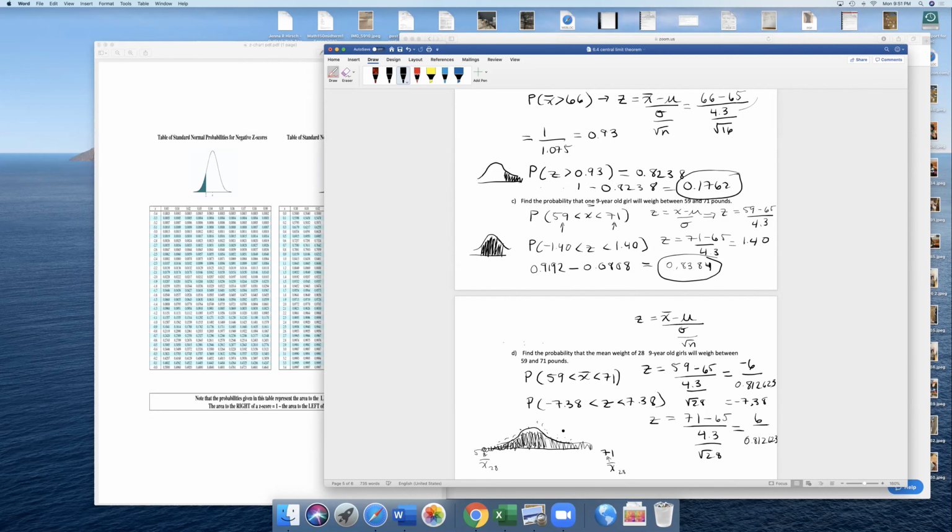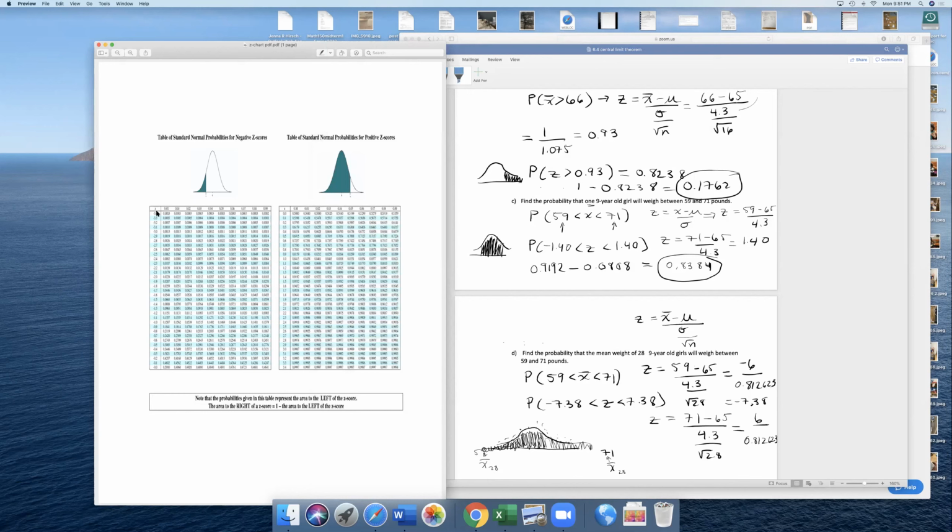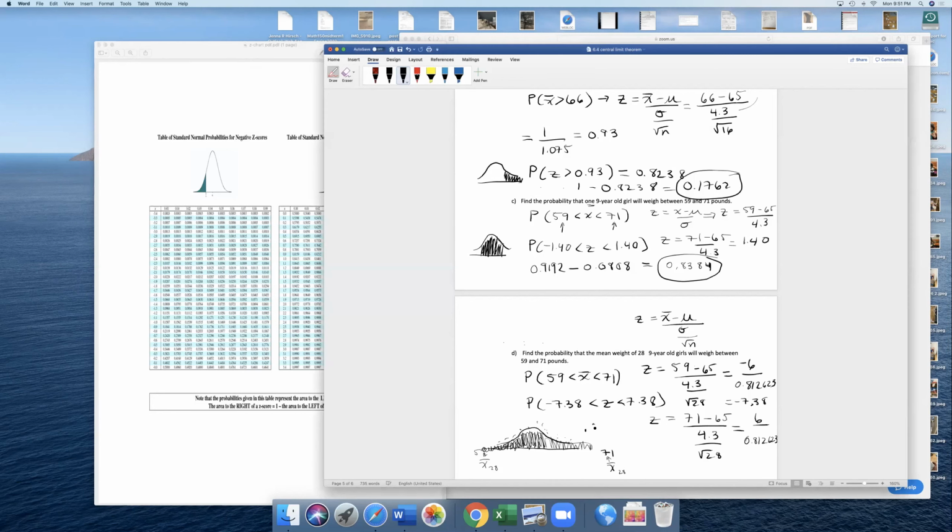So when we associate these with probability, and again, if you look at the z-chart over here, I'm going to move back over here to the z-chart. It doesn't say this. So if we go to that first probability of negative 7.38, anything that's smaller than negative 3.5 is going to have an indicated probability of 0.0001. Anything that's smaller than that. If you look over here, negative 3.49 is 0.0002.